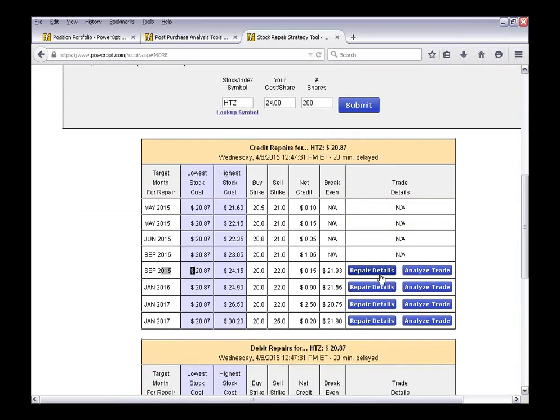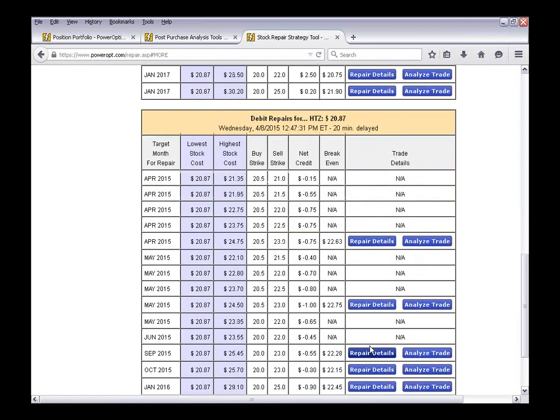And we see some repairs for September. That's not too bad. That's not too far out in time. There are repairs for January as well. And there's some debit repairs to April and even in May. So that's something to consider, Linda, as you may want to look at those repair opportunities there on power options.